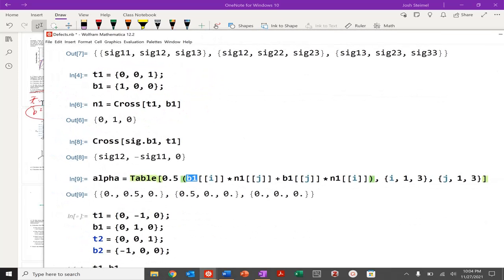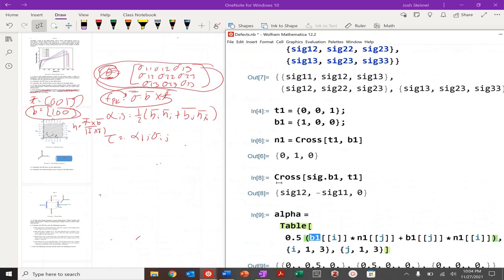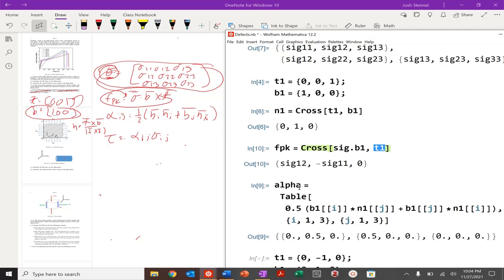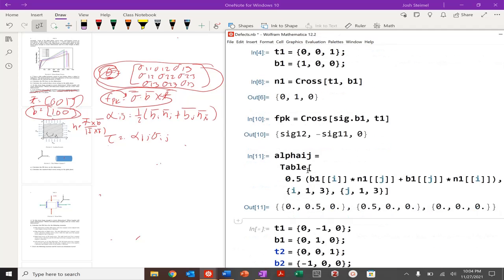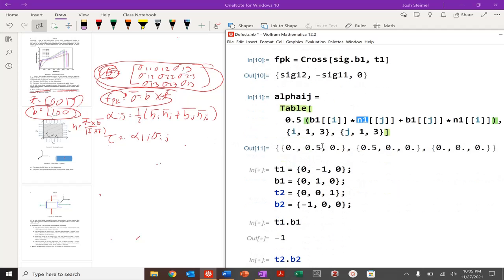Here, let's go ahead and show it here. Actually, we could show our other values as well. So you can see this is my FPK, which is the cross of sig dot b, or sig dot b1, and then crossed with my Schmid resolution tensor alpha. We'll call it alpha ij. Alpha ij is just going to be a half b1 i times, or basically b1 times n1, and then nj, and then we can go ahead and get those values. And finally, that would be my tau. And so you see my tau is an ij, so I'm just multiplying those values.